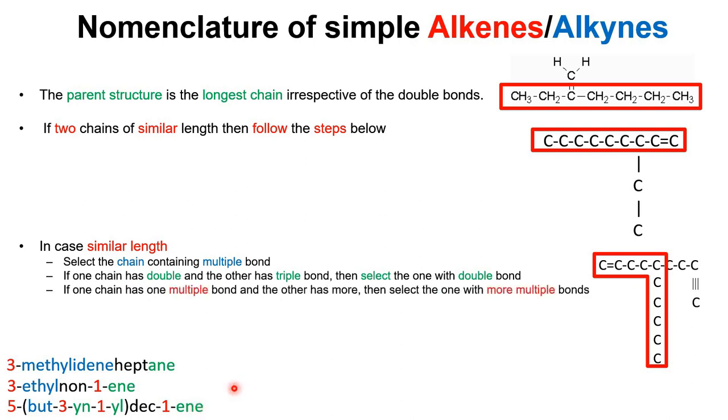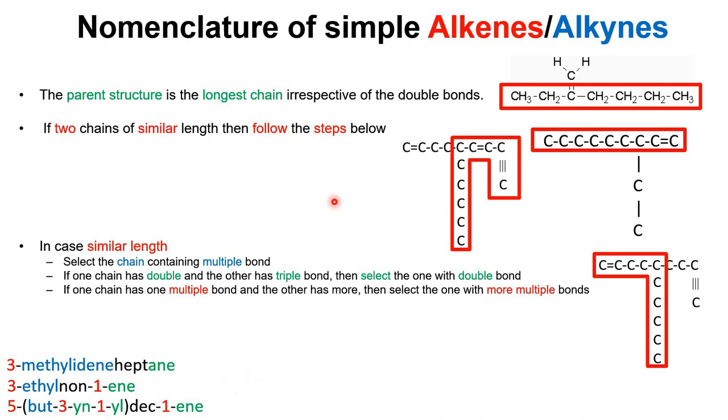Now what if one of the chain has one multiple bond and the other one has more multiple bonds? Then you will have to select the one with more multiple bonds. For example, this is a compound. It has 2 chains. One chain has one multiple bond and another chain has 2 multiple bonds. Here you will have to select this chain as your parent chain because it contains 2 multiple bonds as compared to this chain which has only one double bond. So this will be our parent chain and this will be considered as branch.